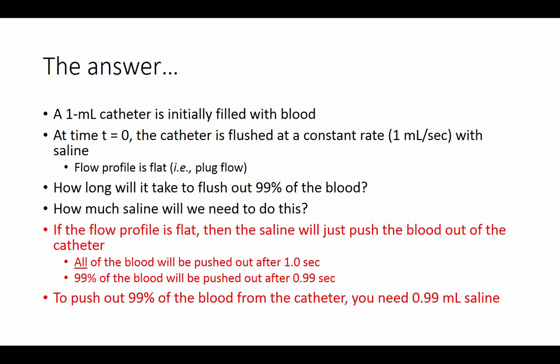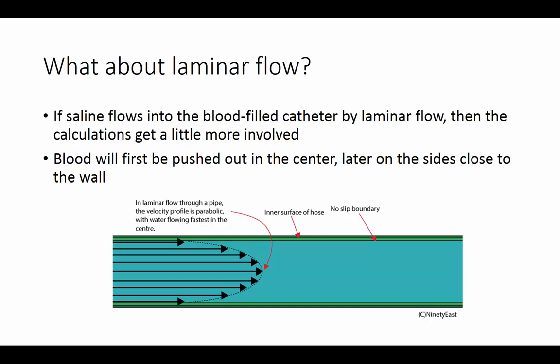Not saying that this is what would happen, but just imagine if we're talking about two fluids not mixing. Obviously saline and blood are going to mix. So this is just really a thought experiment. So what about laminar flow? We talked a little bit about turbulent flow. We talked about Reynolds numbers and turbulent flow. But what about laminar flow?